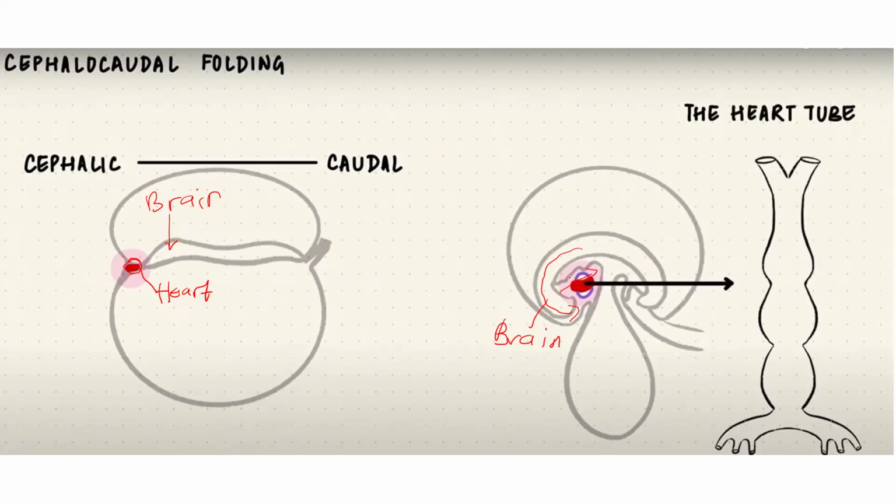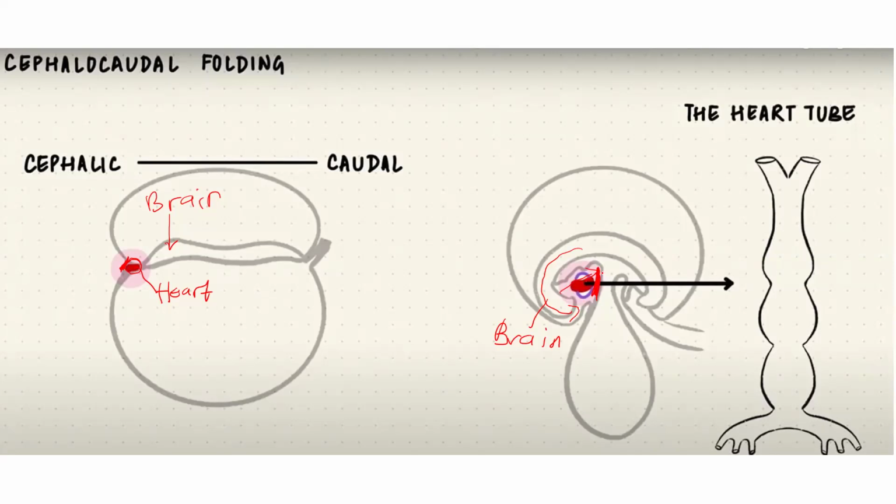And also the septum transversum initially is cranial to the heart. But due to this folding, the cephalocaudal folding, the longitudinal folding, that septum transversum now comes to lie caudal to the heart. And as you know, that septum transversum will give rise to the central tendon. And from the gross anatomy, you know that the heart sits on the central tendon of the diaphragm.